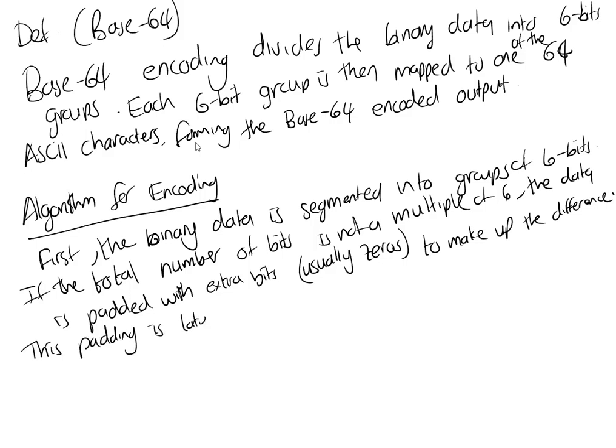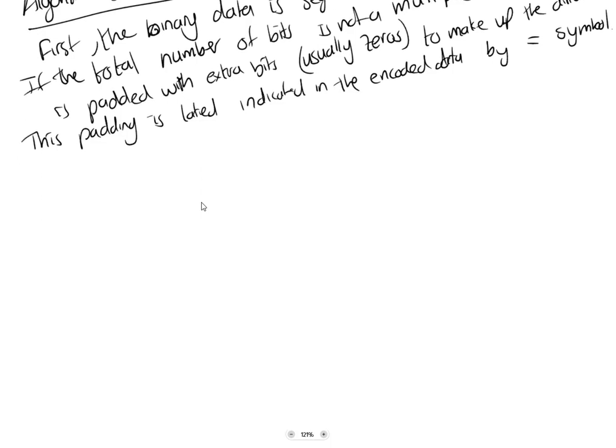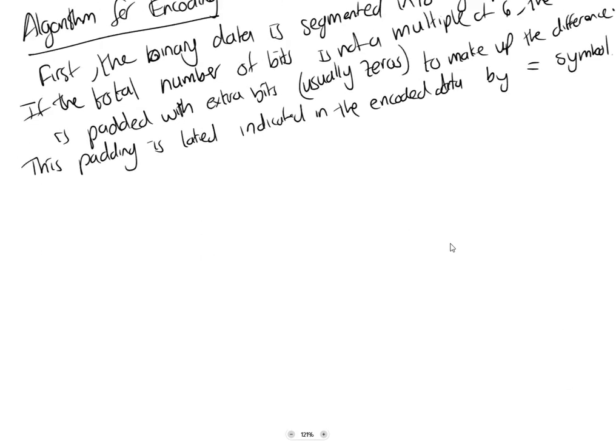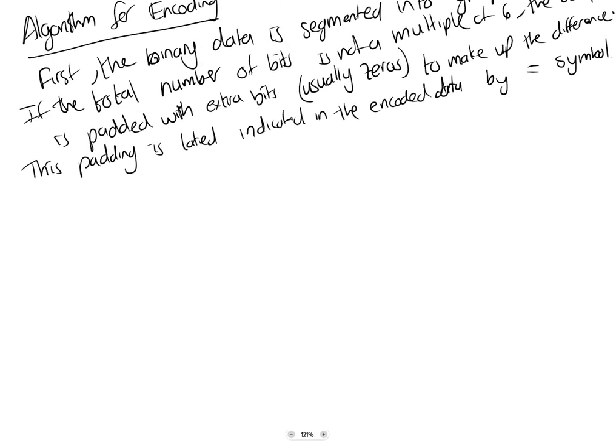So this padding is later indicated in the encoded data by the equals symbol. Okay, so this is the algorithm, and I'm now going to show you how to do this by means of an example. Let's get a new page and write your example.